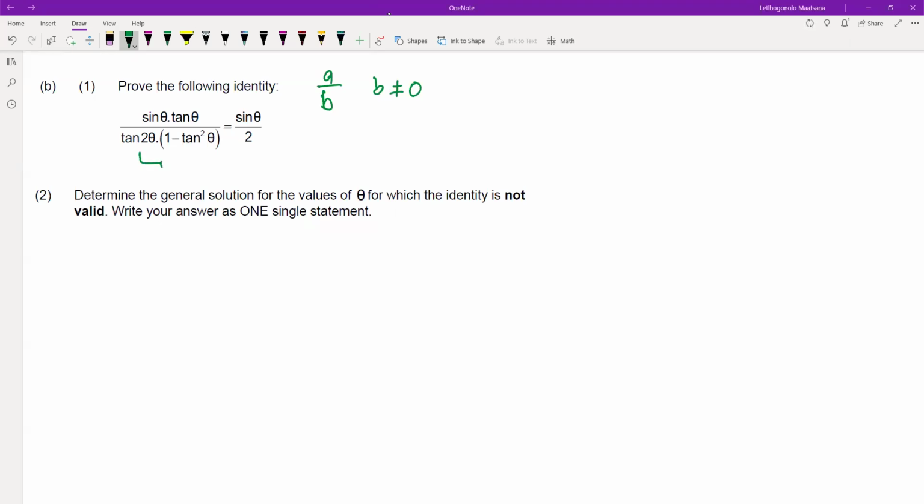Let's start with this tan 2 theta, which we can rewrite as sin 2 theta over cos 2 theta. Both of them are in the denominator, so both of them cannot be equal to 0. So let's look at a position where our sin of 2 theta is equal to 0.